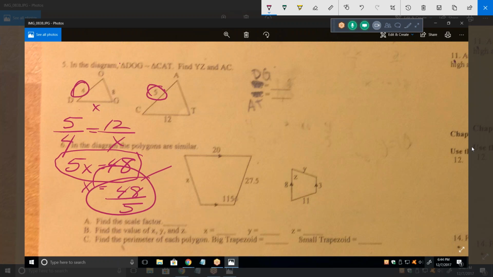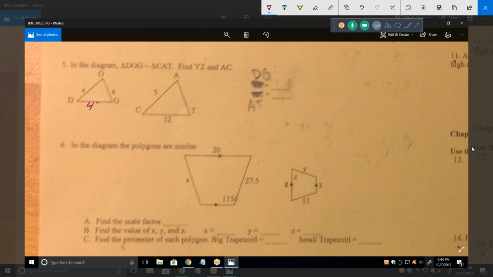Okay? So that means that DG is 48/5. And if you check the ratio of 12 to 48/5, you'll find it to be exactly the same as the ratio of 5 to 4. Now, let's figure out why. So give me a proportion that will allow me to figure out why.